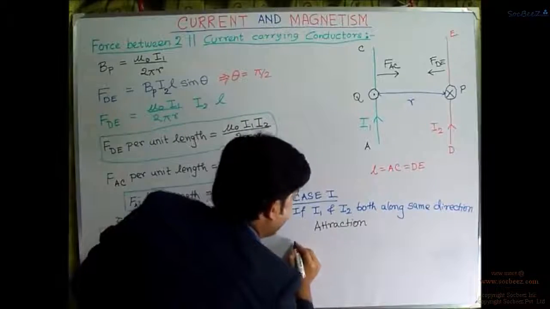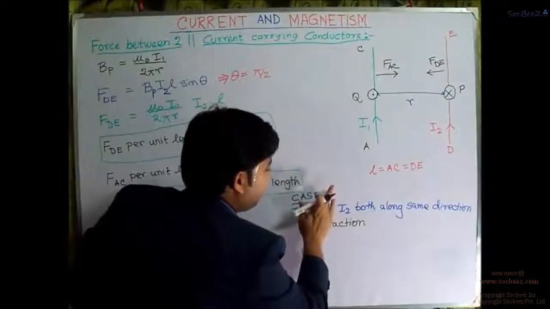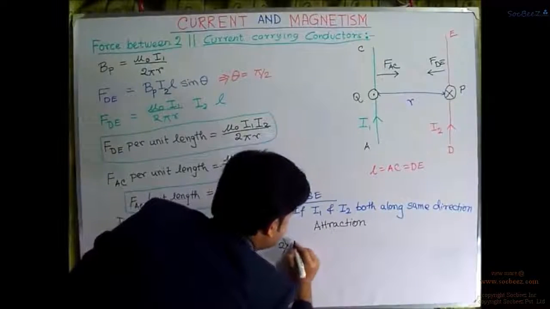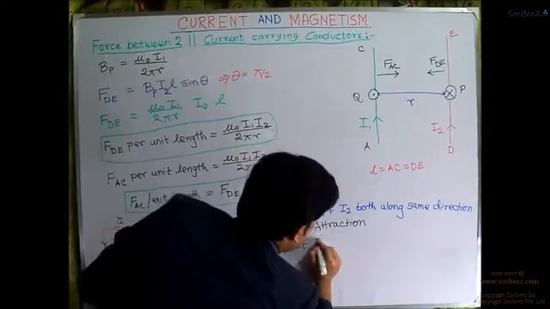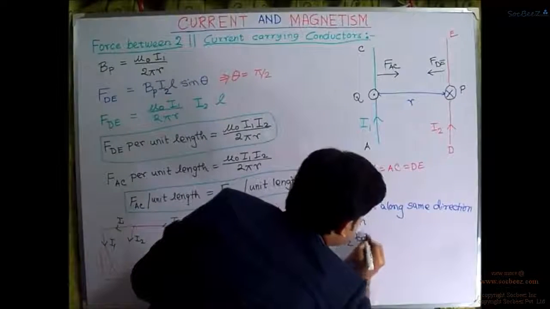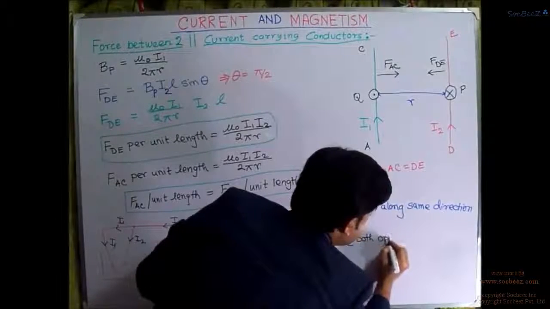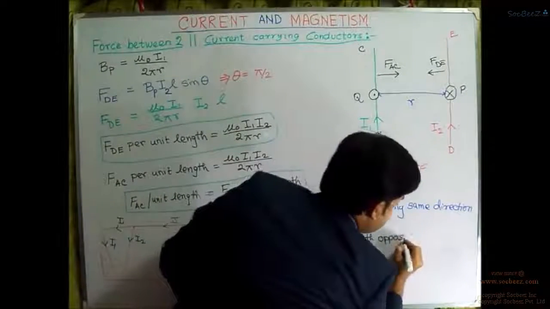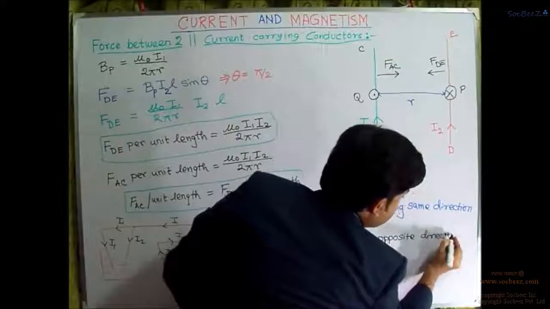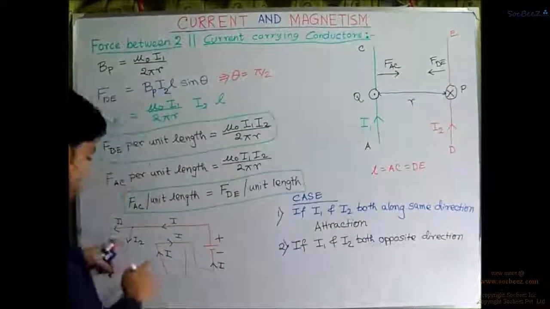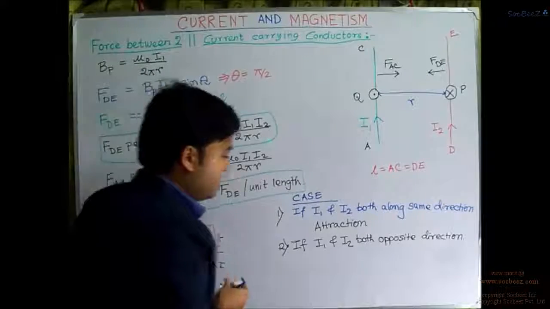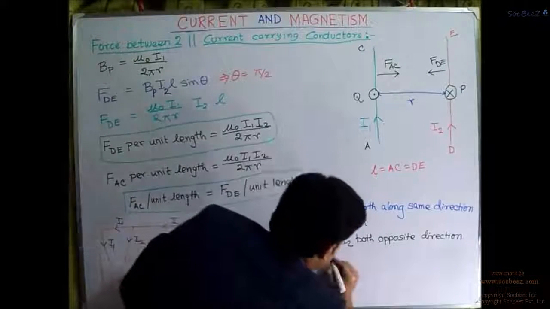Likewise, for case 2, we can say that if I1 and I2 are both in opposite directions, then we can say that over here the repulsion is going to take place.